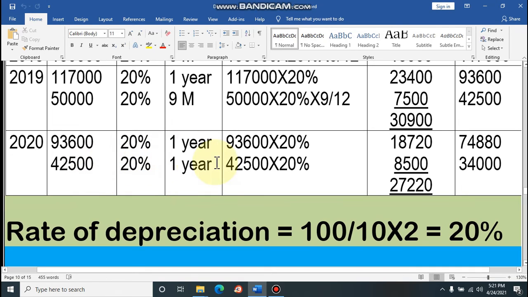And for 2020, 93,600 opening value for the first machine, it is 20% for 1 year. 93,600 into 20%, that means 18,720. This time no months, this is for the full year, closing value 74,880. And for the new machine 42,500, 20% for 1 year, 8,500 is the depreciation for this year. So total depreciation 18,720 plus 8,500, 27,220. The closing value is 34,000.